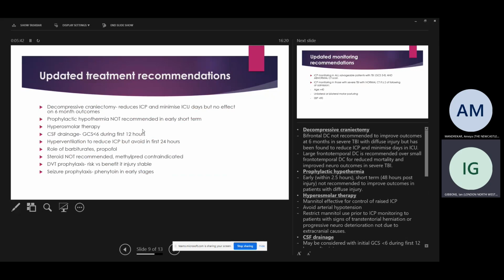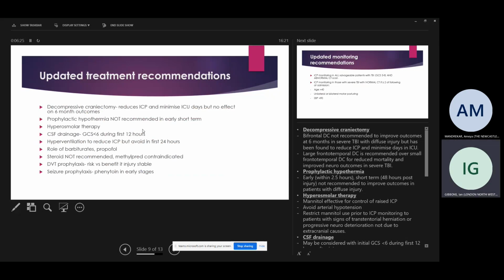So looking at this, one thing that I found particularly interesting was prophylactic hypothermia. It advises in this latest edition that early classes within 2.5 hours, short term classes 48 hours post-injury, prophylactic hypothermia is not recommended to improve outcomes in patients with diffuse injury. This was felt because by maintaining prophylactic hypothermia, there's a risk of coagulopathy, a risk of immunosuppression, and also a risk of cardiac dysrhythmia, which can potentially lead to death. So that's something we're not doing at all now, it's not advised in the literature.